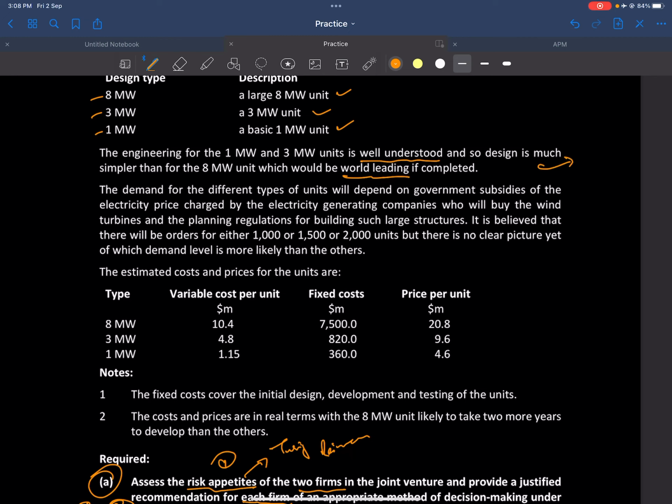So there are opportunities and there are threats for the JV, right? For the JV, that's an important point that we can mention below. The demand for different types of units will depend on government subsidies. So demand will depend on government subsidies, right? So of the electricity price charged by the electricity generating companies who will buy the wind turbines.